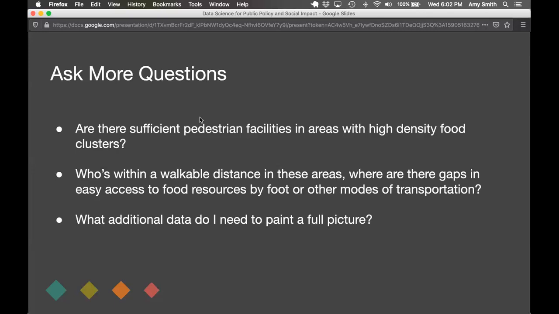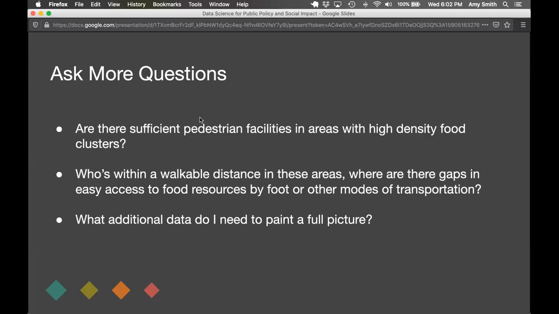It might also be useful for seeing who's within a walkable distance of these areas and where there are gaps in access. So if you think of that map, you could see the hot spots. You can also start to see where are the gaps in access, where are the places where people might live far away from those food clusters. And from a transportation and overall equity perspective, this could be really useful and informative.